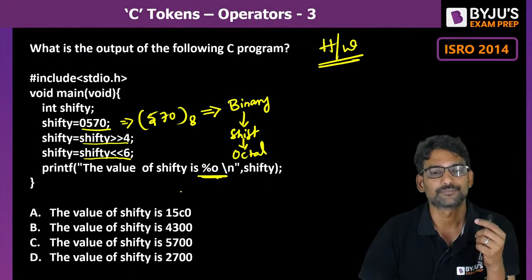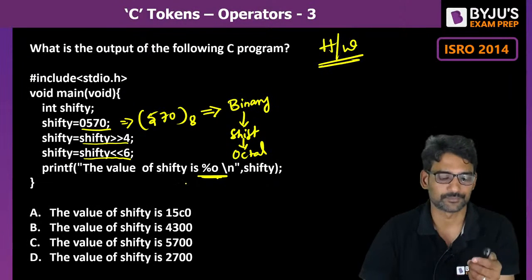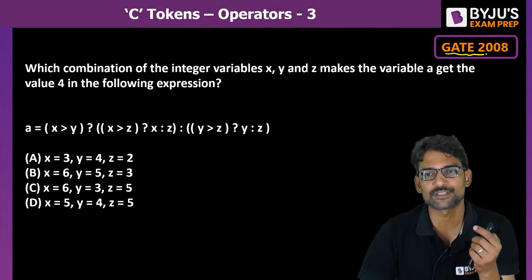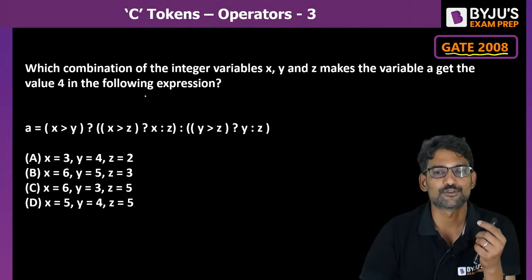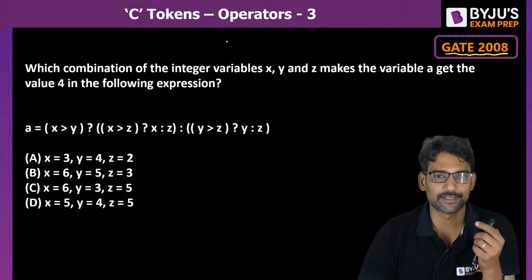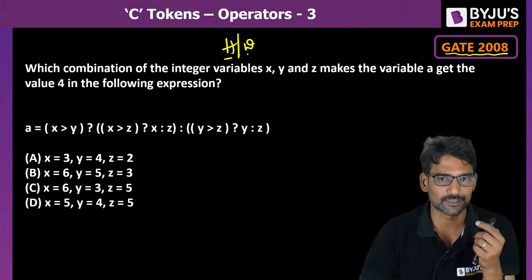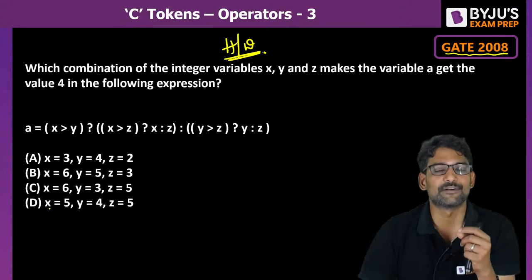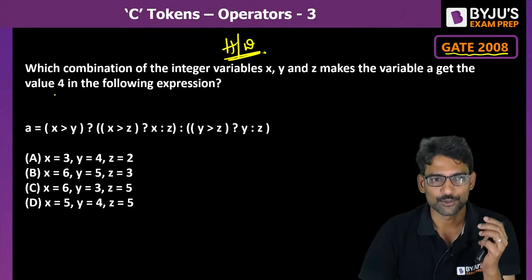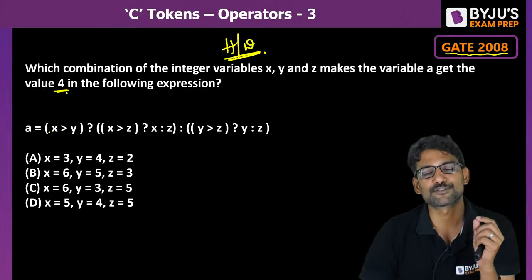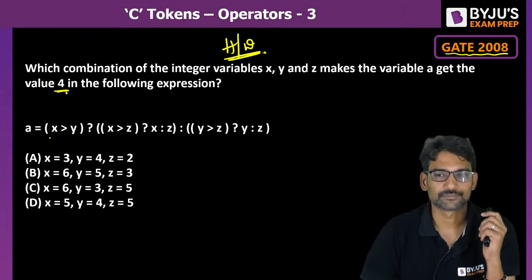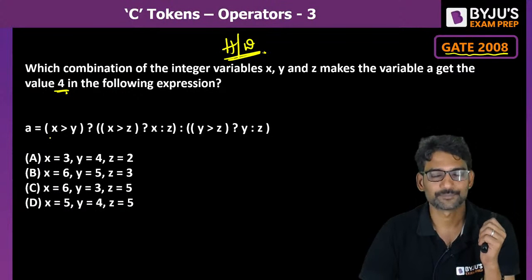Okay, try this. And one more question, which is a 2008 GATE question, which is based on the ternary operator. This also I am giving for your homework. What XYZ values, if you use, you will get the output as 4. Try this. Okay, will you do it? Will you do it or not?